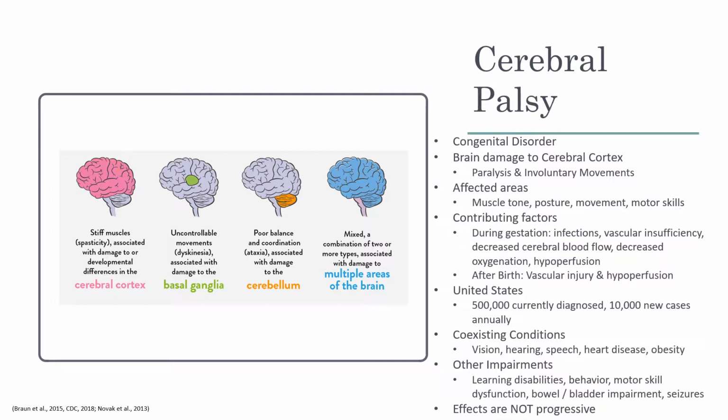The effects of CP are not progressive, so identifying the impact of the impairment is usually able to be done quite early in a child's life. CP can be effectively managed with treatment and care when there are effective and therapeutic plans and interventions that are set into place.